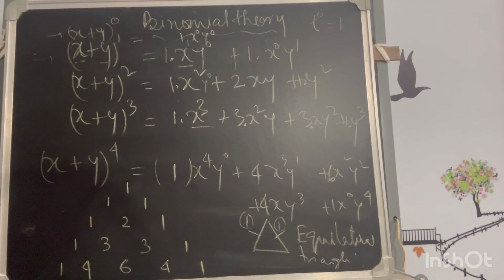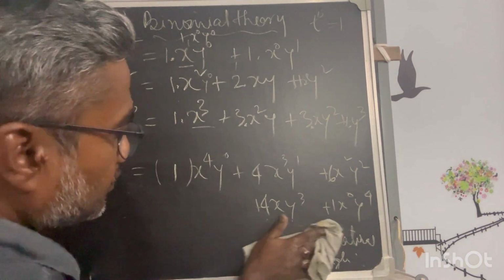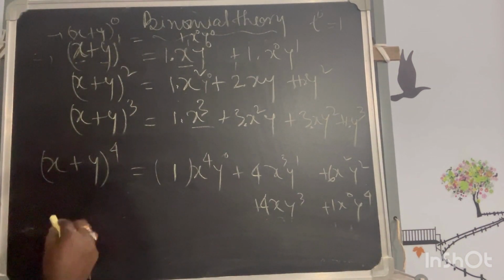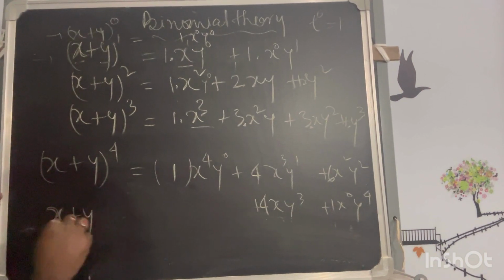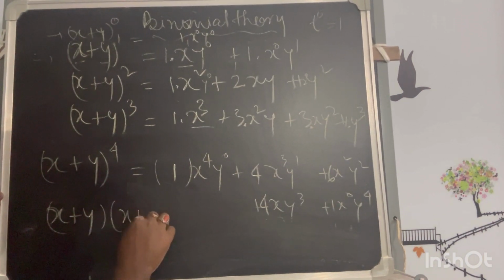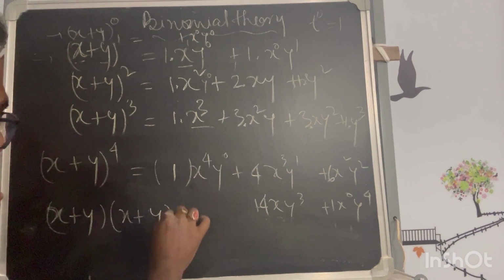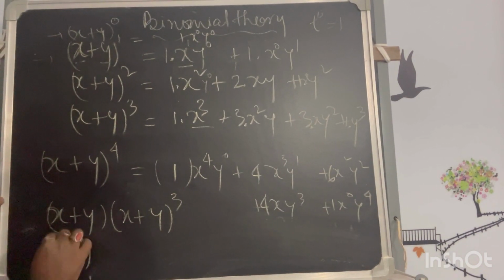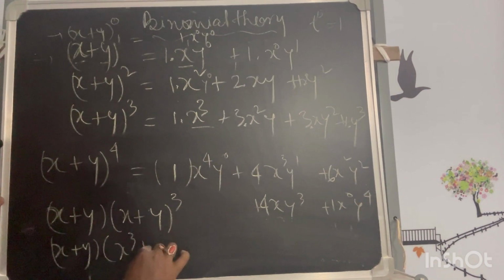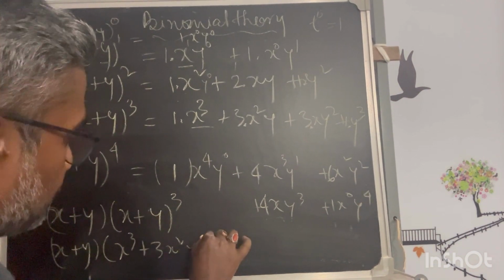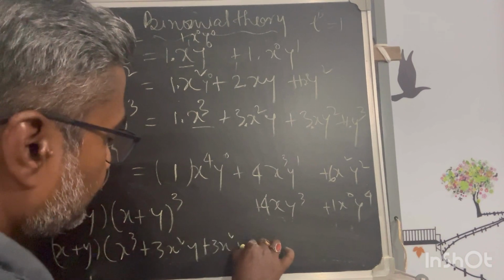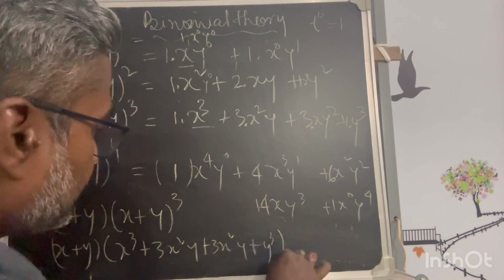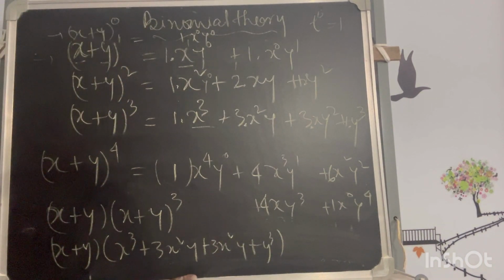Now how do we cross check this? I can cross check it if I directly multiply by x plus y. This is a direct method of getting this. Let me check whether I am getting this formula or not. So x plus y into x cube plus 3x square y plus 3x y square plus y cube. This is the direct method; there is no ambiguity in that.